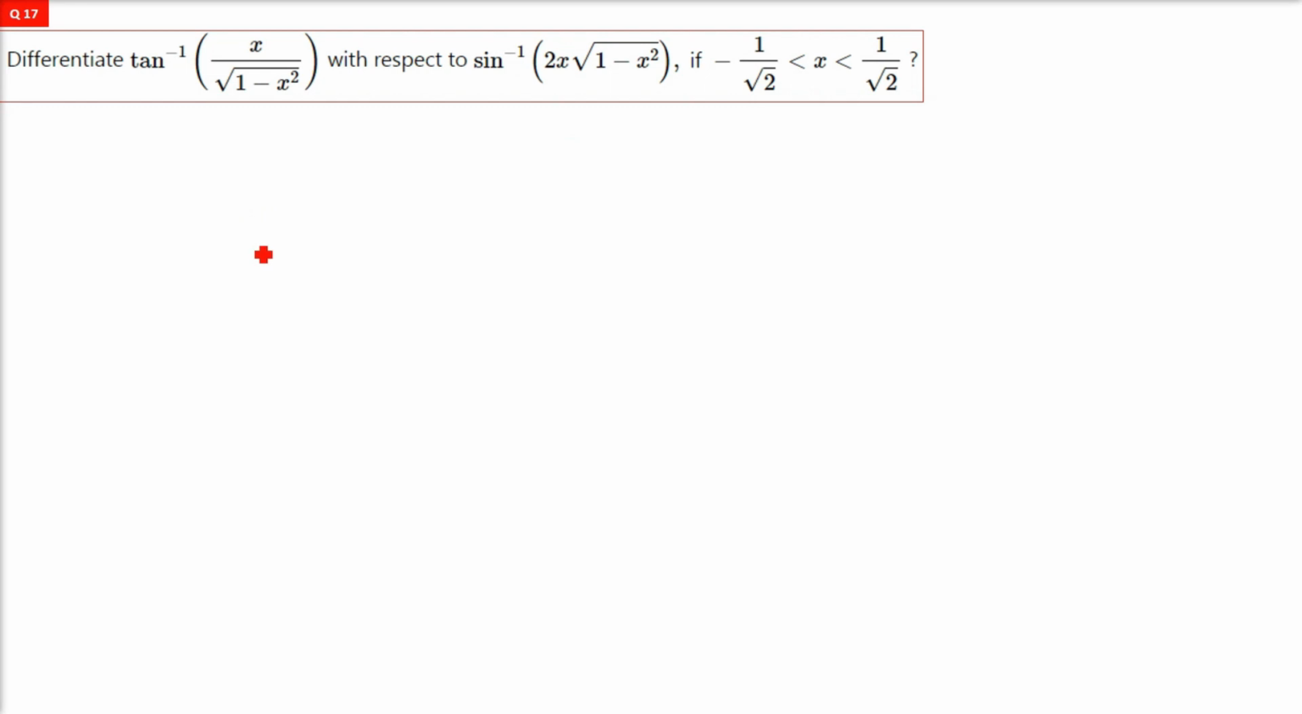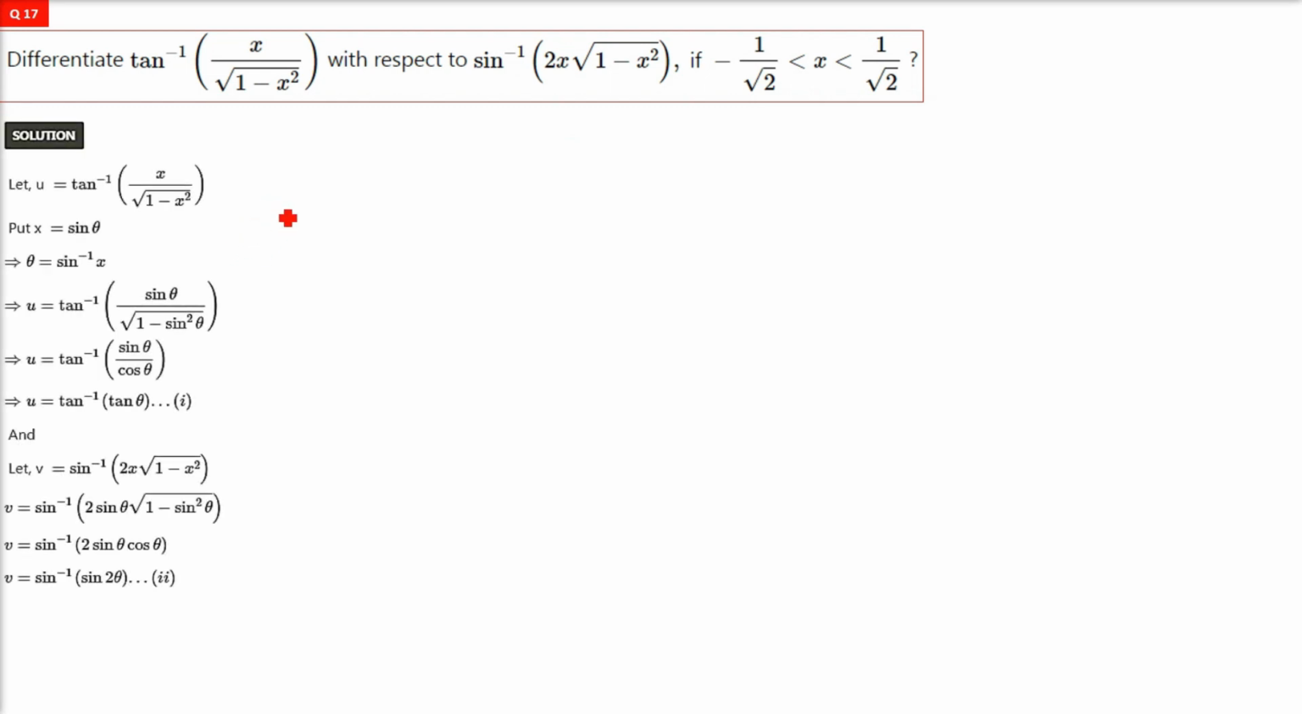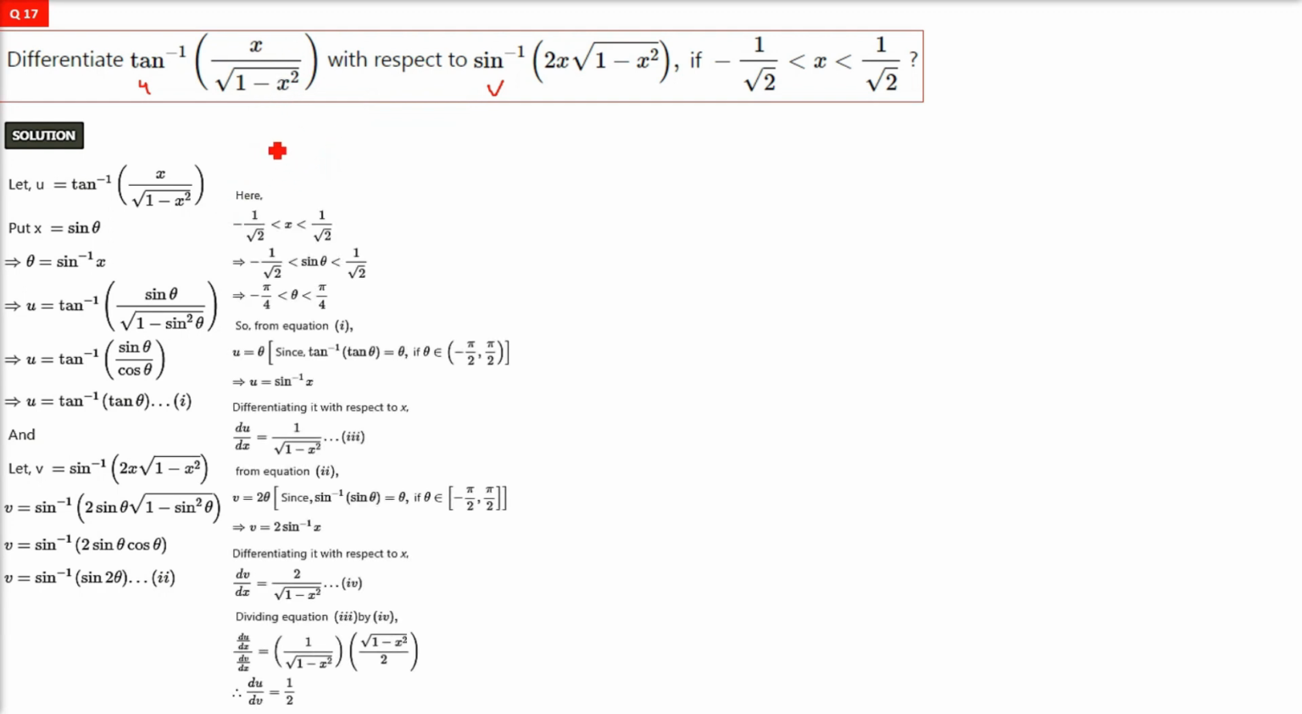Differentiate. So u and v, it's given to you. So x equals sine theta we are going to put. This is u, this is v. And there is a boundary also, minus 1 by root 2 to 1 by root 2. x should lie between these two.